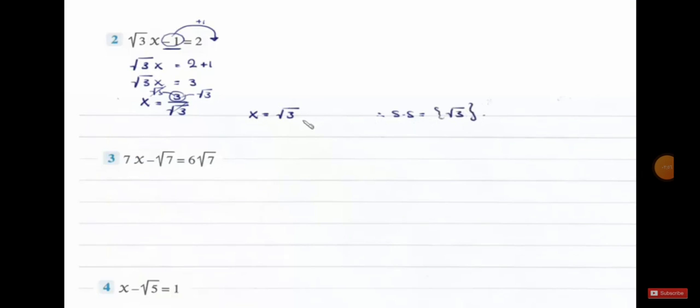Another example: square root 3 x minus 1 equals 2. Then negative 1 goes to the other side as positive 1. Then we can say square root 3 x equals 2 plus 1. Then square root 3 x equals 3. Square root 3 is up, put it down on the other side. Then we can say x equals 3 over square root 3. 3 means square root 3 times square root 3. Then x equals square root 3. Then the SS equals square root 3.